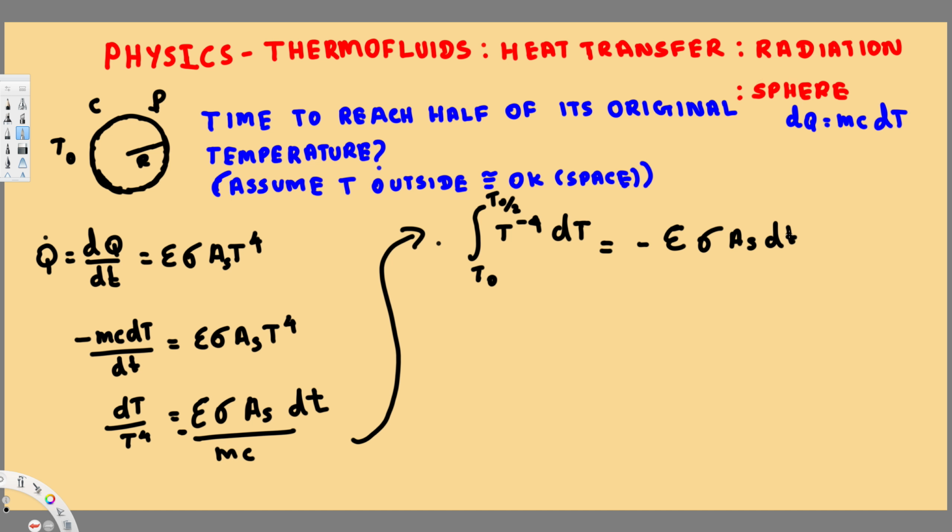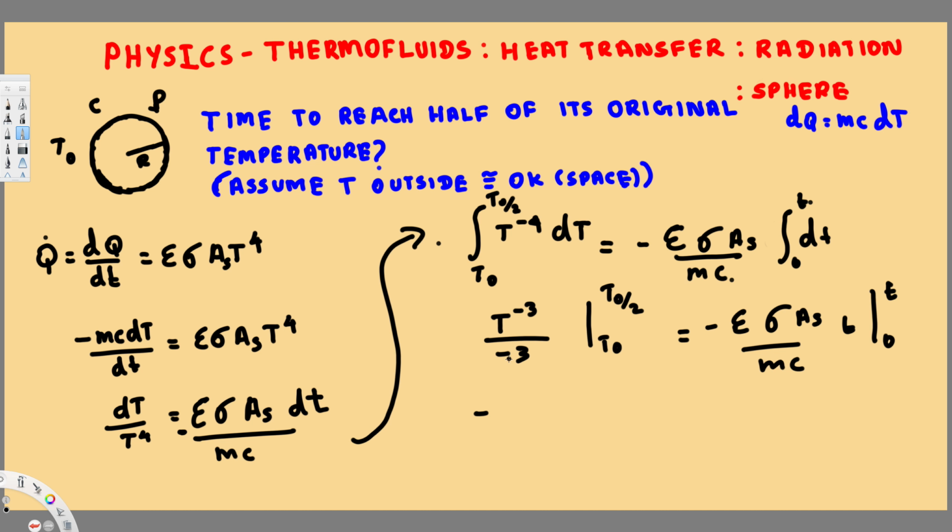Now let's simplify. This is going to be T to the power negative 3 over negative 3, going from T naught to T naught by 2. And on the other side we have negative epsilon sigma A_s t over m c, with t going from 0 to t. Also I can move this negative 3 to the other side, and it is going to be positive 3 right here.